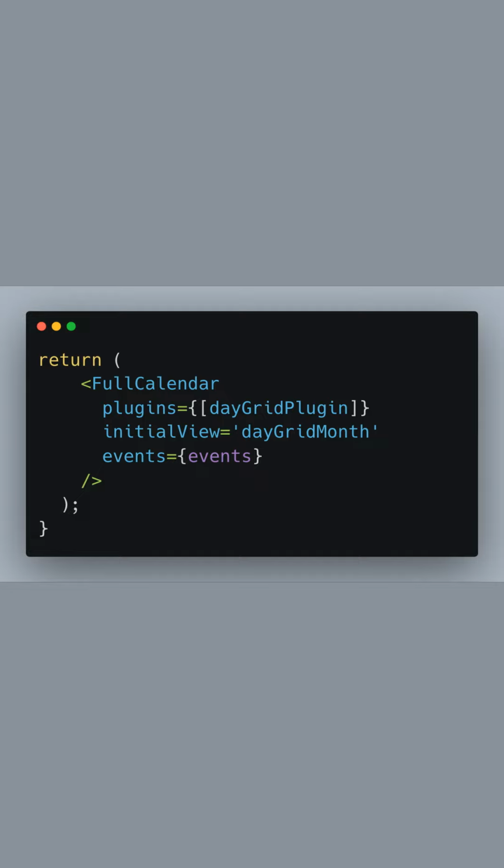Now, we return the FullCalendar component configured with our Day Grid plugin to display the calendar in month view. We also pass our events array to the events prop, which will populate our calendar with these events.